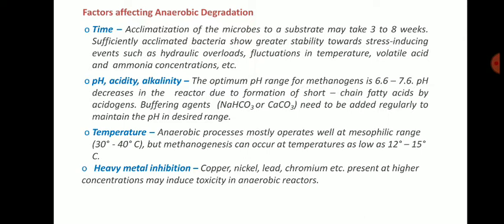Furthermore, it is also necessary to maintain the temperature in anaerobic treatment. Anaerobic processes mostly operate well in the mesophilic range, that is 30 degrees Celsius to 40 degrees Celsius. However, methanogenesis can occur at temperatures as low as 15 to 20 degrees Celsius. Furthermore, the presence of metals such as copper, nickel, lead, chromium, etc. may create problems for microorganisms. Obviously, the presence of these metals will induce toxicity in anaerobic reactors.